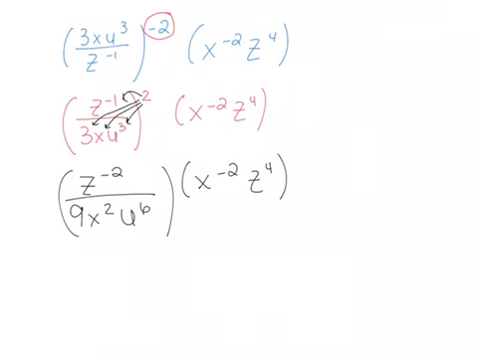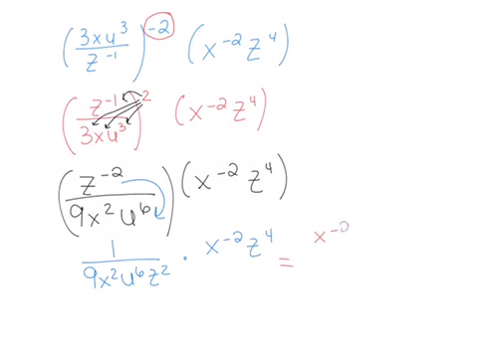Now, if you want to, you can go ahead and move that z to the negative 2nd to the bottom right now. So we'll have 1 over 9x squared u to the 6th, z to the 2nd, times x to the negative 2nd, z to the 4th. And then we're just going to multiply. So I have x to the negative 2nd, z to the 4th in the numerator, because I'm just multiplying that by 1 over 9x squared u to the 6th, z to the 2nd.